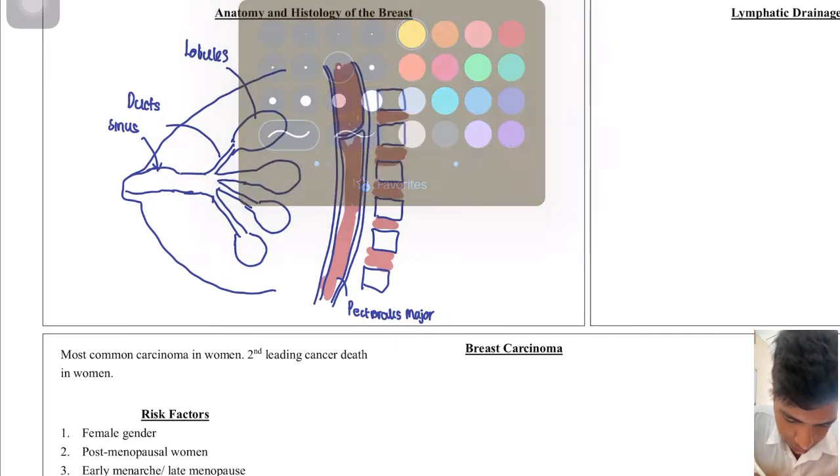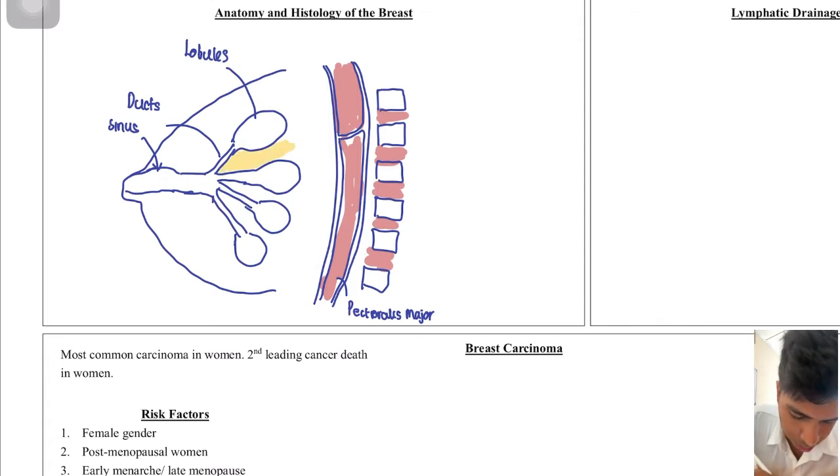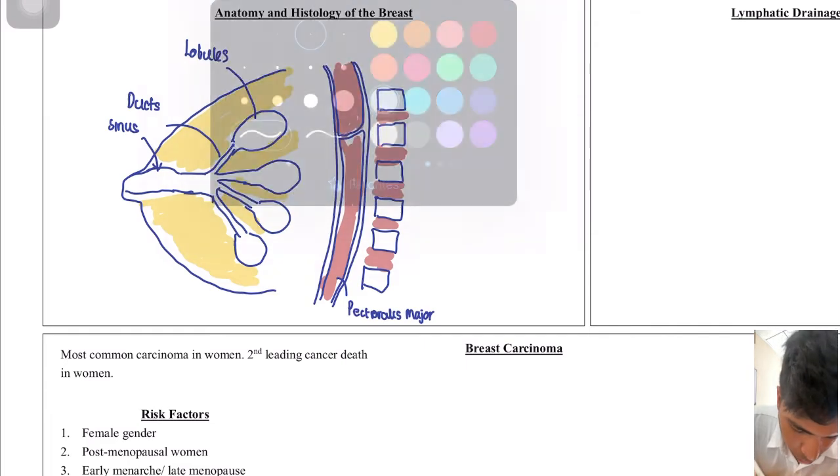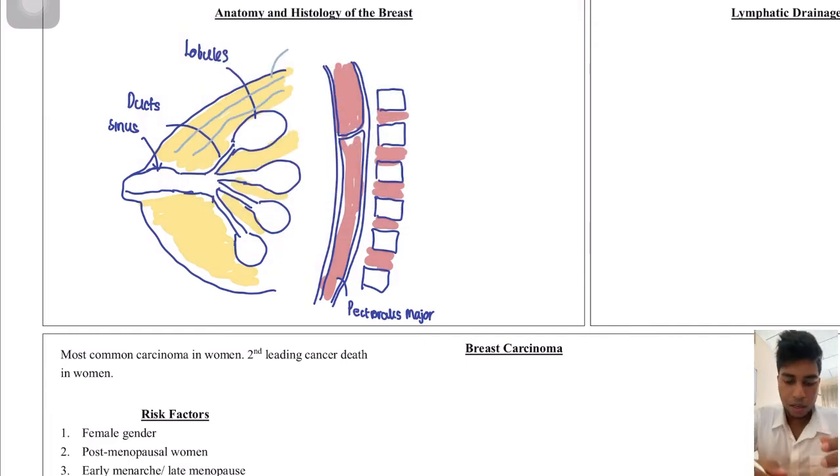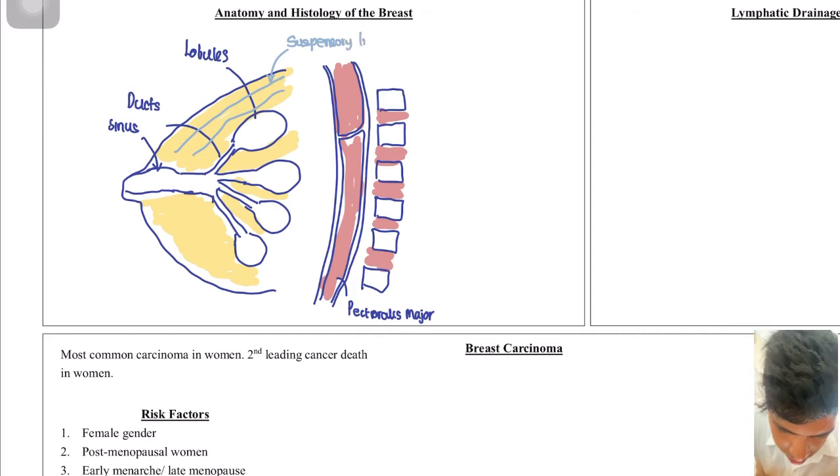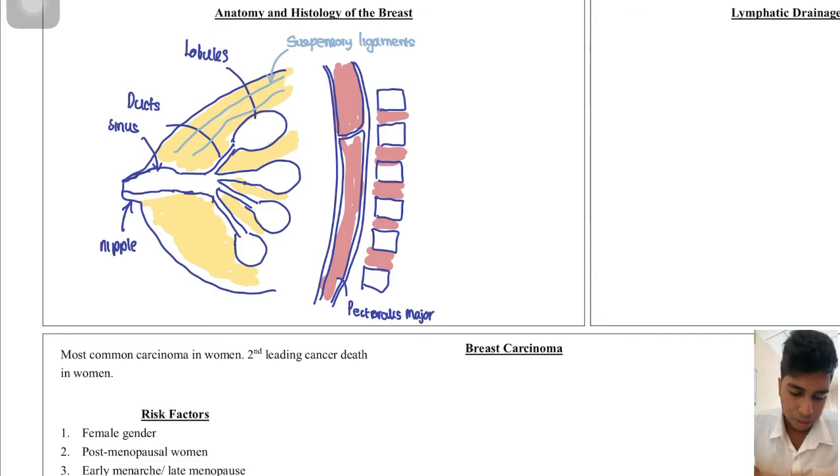Next we have the fatty tissue, the adipose tissue. You find it all over the breast. And also we get suspensory ligaments which hold up the breasts, which give the tightness to the breasts. The suspensory ligaments. This is the nipple. And these ducts open to the nipple.